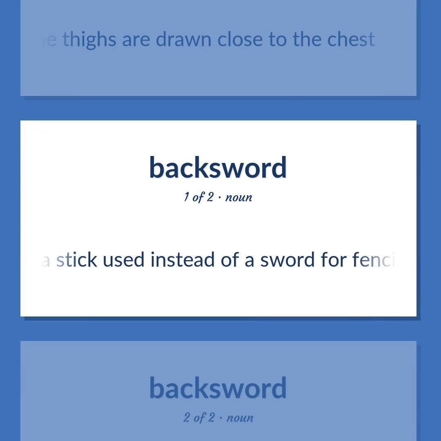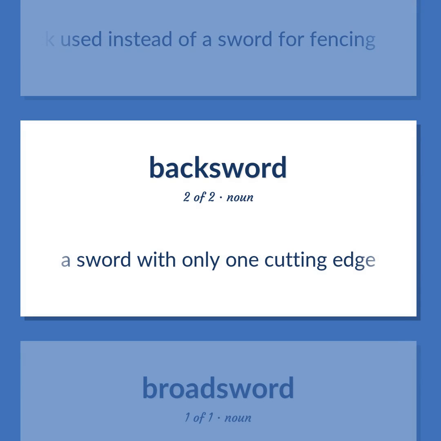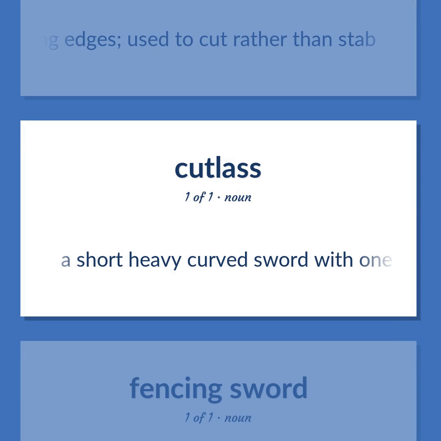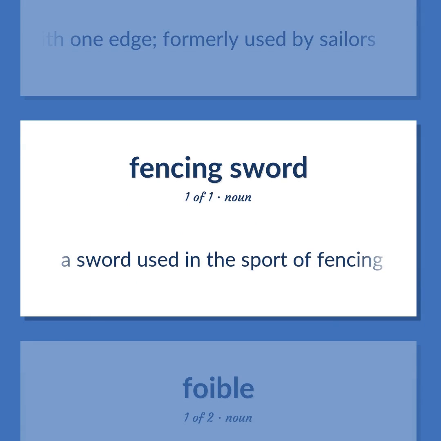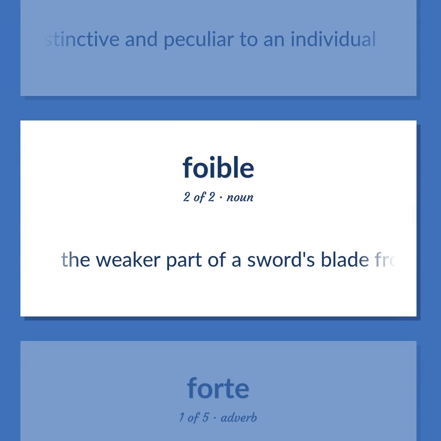A stick used instead of a sword for fencing. A sword with only one cutting edge. A sword with a broad blade and, usually, two cutting edges, used to cut rather than stab. A short, heavy, curved sword with one edge, formerly used by sailors. A sword used in the sport of fencing. A behavioral attribute that is distinctive and peculiar to an individual. The weaker part of a sword's blade from the forte to the tip.